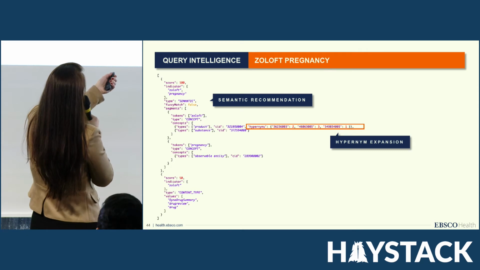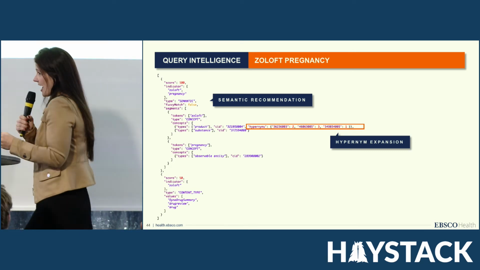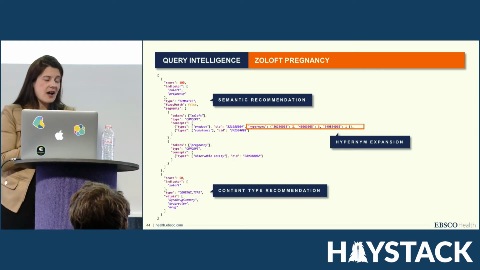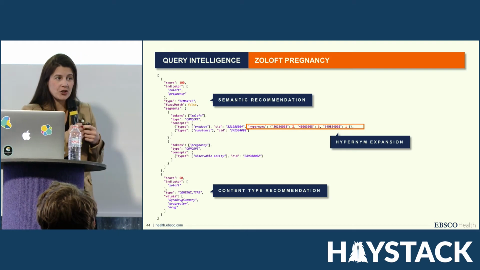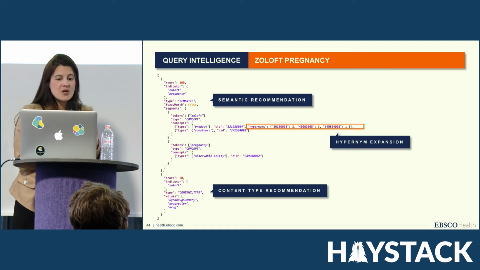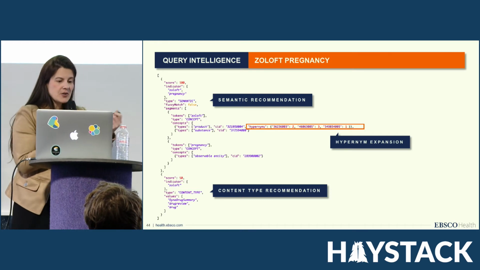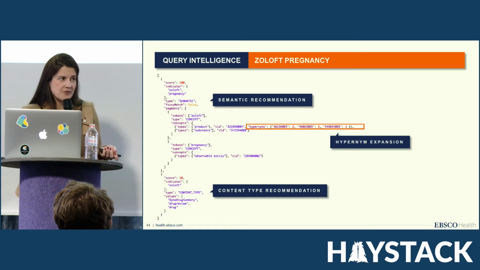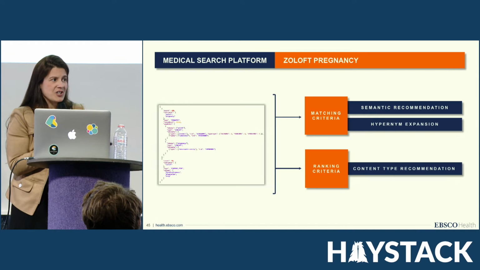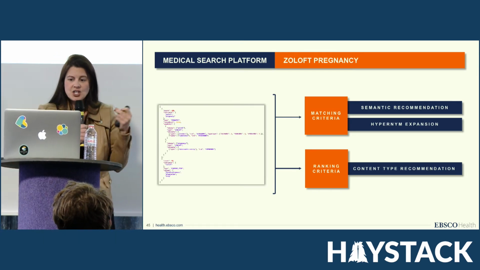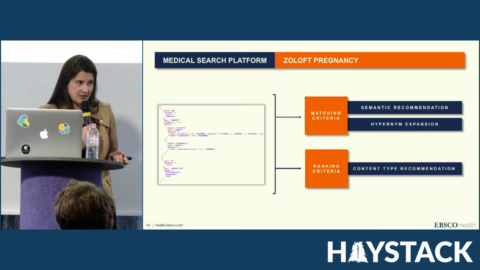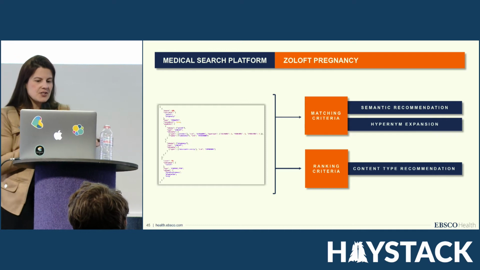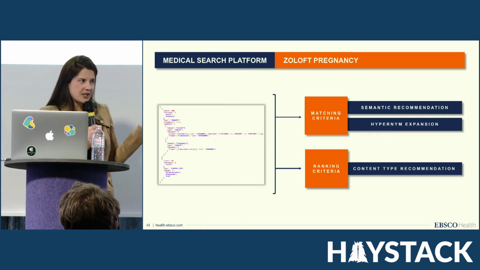And right here is a number. This number represents the distance in the graph from the concept Zoloft. Notice that we also did not expand pregnancy because, as I had indicated earlier, it was specific enough. And then here we also have a content type recommendation, and you'll notice that the score is slightly lower, and this is because we made this assumption based upon a trigger of searching for drugs. Again, when the medical search platform consumes this data, it's going to use that semantic recommendation as its matching criteria, and it's also going to use the hypernym expansion. You'll see that we're going to be boosting the content type in the ranking criteria.